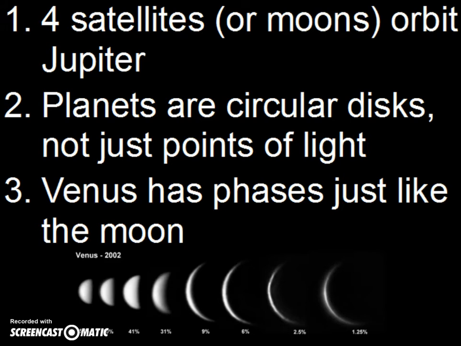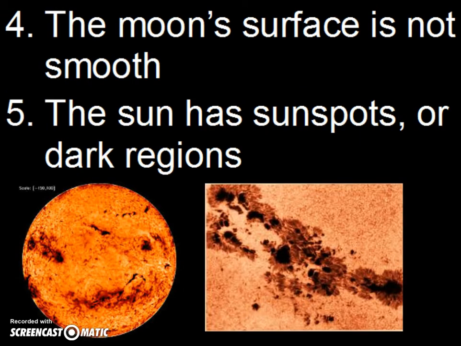He says that Venus has phases just like the moon. Okay, so if you look at the image down here, you can see Venus, as it changes phases, will actually become a waning crescent, much like our moon does. He also came up with the moon's surface is not smooth, so it has those craters. And the 5th thing, he came up with the sun has sunspots or very dark regions. And you can see that in both images here.